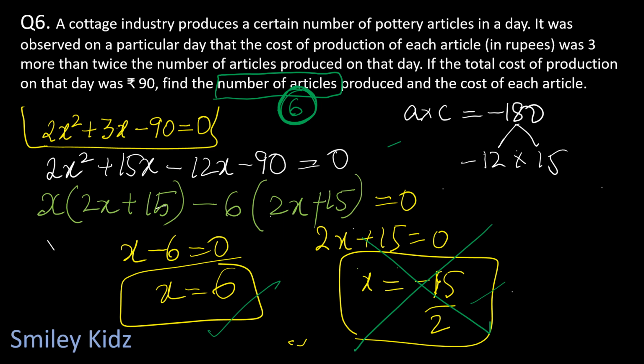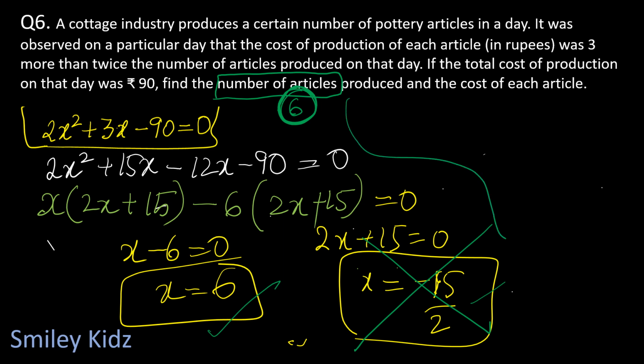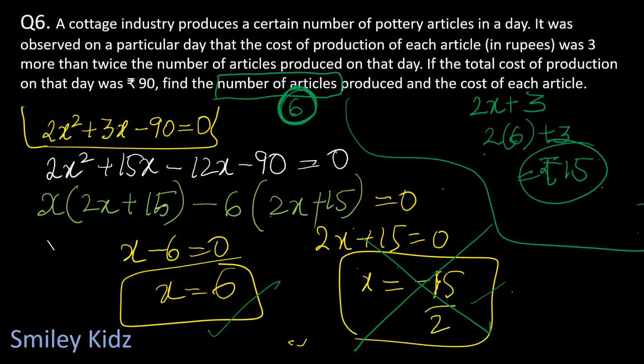And what is the cost of each article? The cost of each article is 2x plus 3, isn't it? So 2 into 6 plus 3, which is equal to what? 12 plus 3, which is equal to rupees 15, isn't it? So the cost of each article is rupees 15, whereas the number of articles produced on that day were 6.